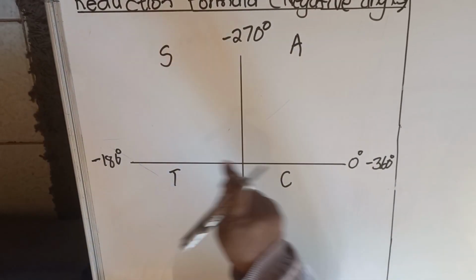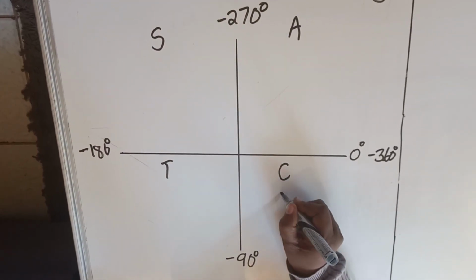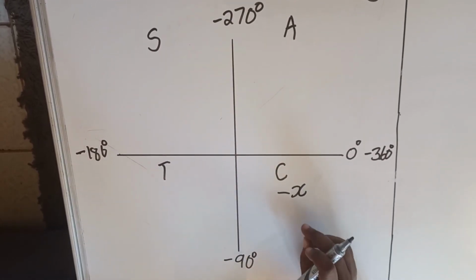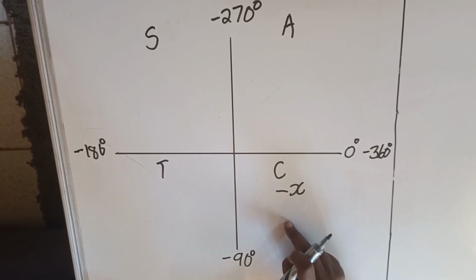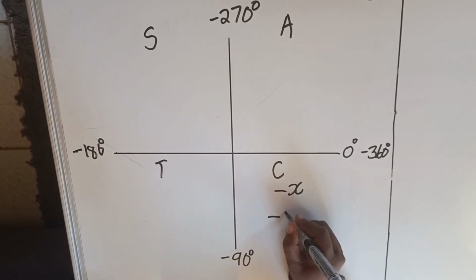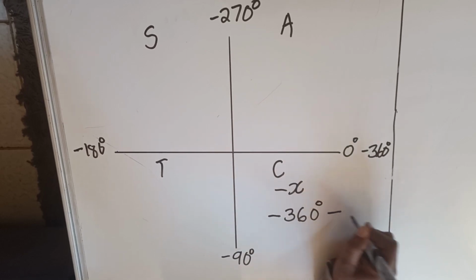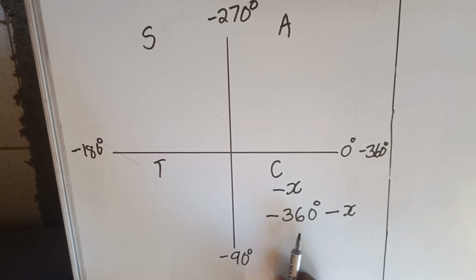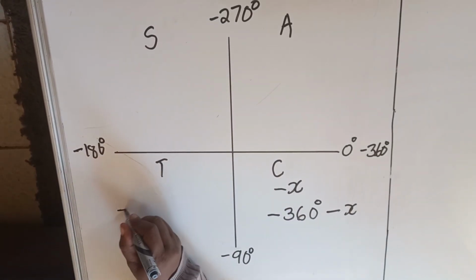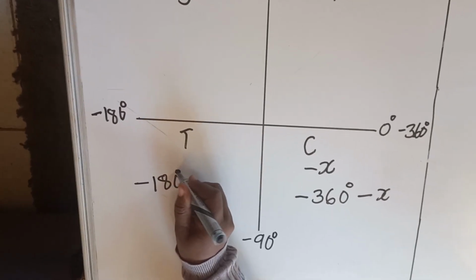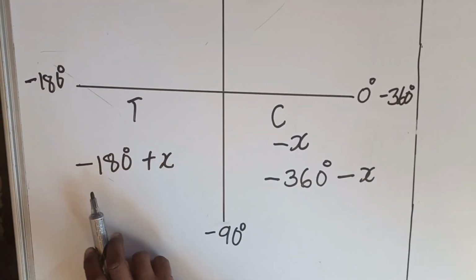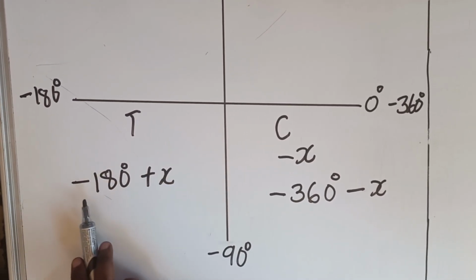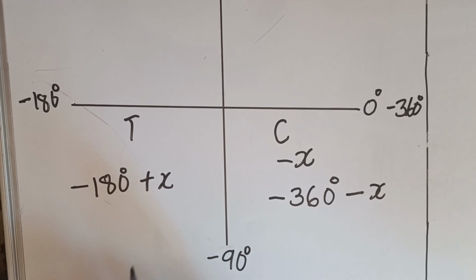When you're going anti-clockwise, this quadrant will be negative x, meaning any angle that is smaller than 90, so it's negative x, and also negative 360 minus x. When you get negative 360 minus x, that will be in the fourth quadrant. In the third quadrant, it will be negative 180 plus x. But remember that with positive angles it was 180 plus x. With negative angles, it is negative 180 plus x. So it's basically the same.